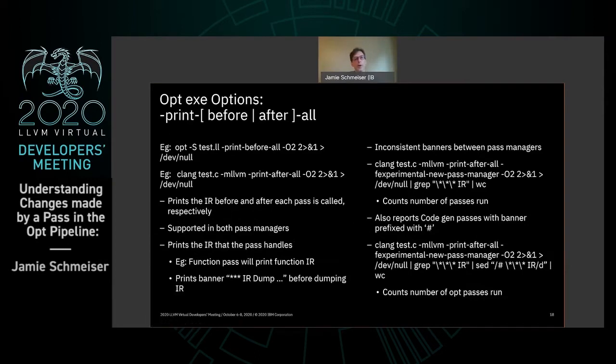The command shown on the upper right portion of the screen can be used on Unix systems to count the number of passes called by the pass manager. Banners prefixed with a hashtag are actually from CodeGen passes rather than optimization passes. The CodeGen banners can be filtered out using the command shown on the lower right portion of the screen to obtain a count of the number of optimization passes that ran.